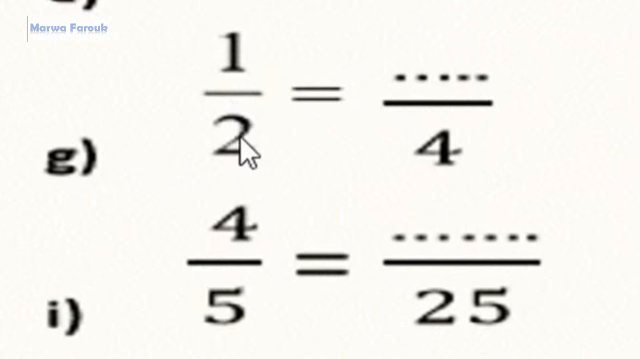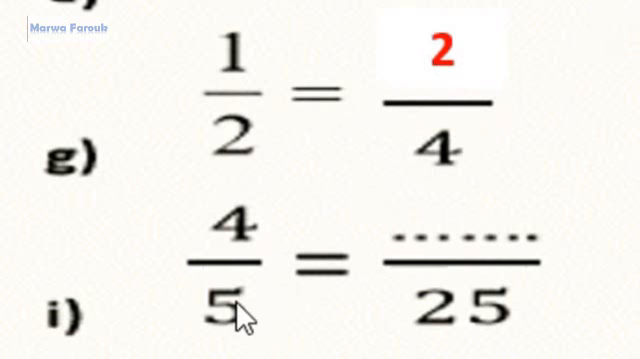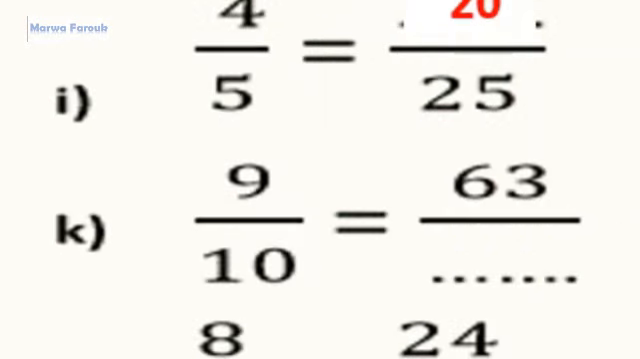Excellent. Here we will start also from the denominator. 2 times what equal 4? 2. Excellent. So we will multiply the numerator by 2, and it will be 2. Here we will start also from the denominator. 5 times what equal 25? 5 times 5. And so we will multiply also the numerator by 5. 4 times 5 equal 20.